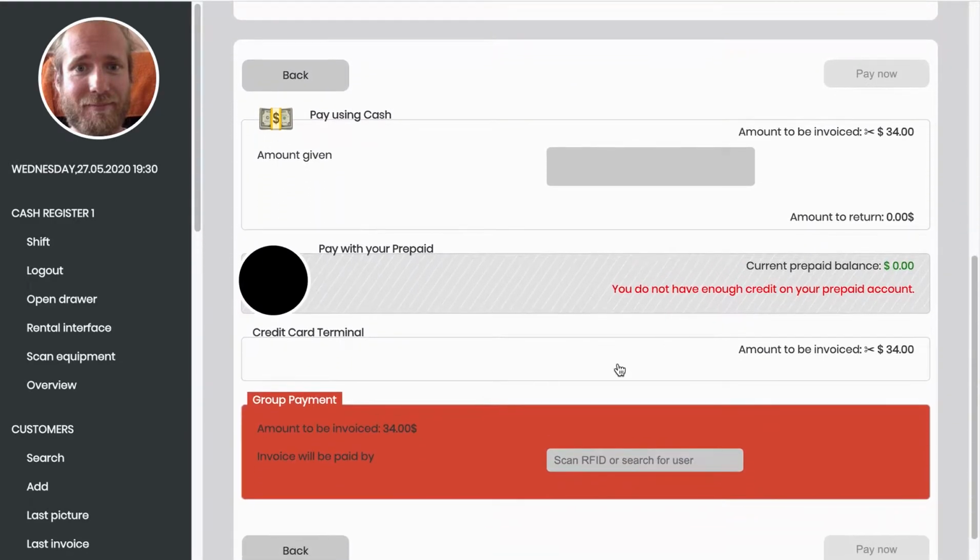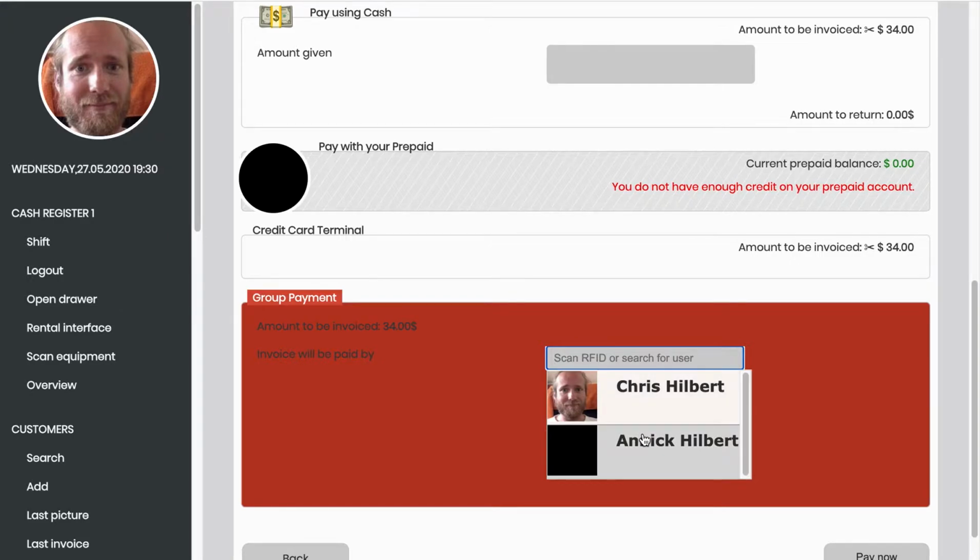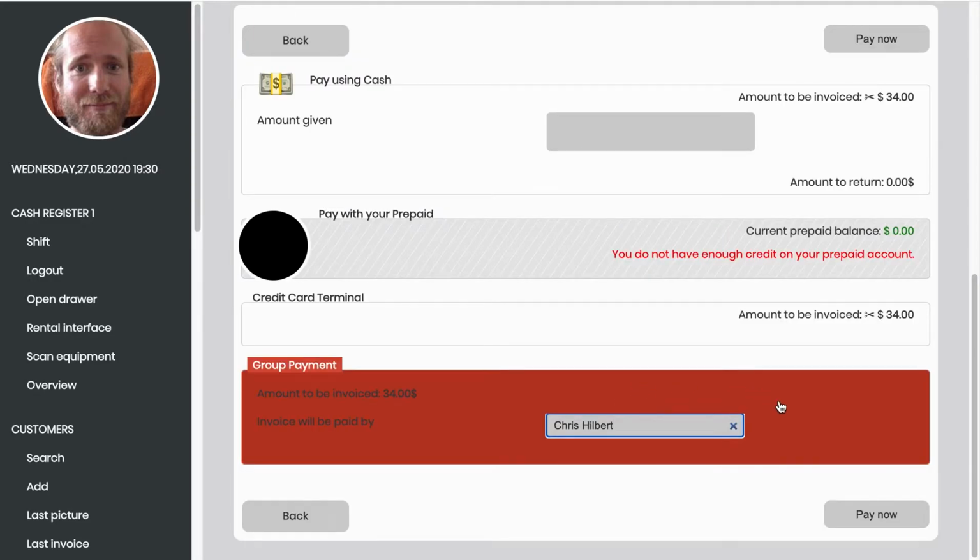So down here you now have group payments. So amount to be invoiced, 34 euros. Invoice will be paid by whom. So in case where it's a family member, when you click in here, it will actually show the different family members in this list. You can select, in this case, the father, Chris. You could also scan the wristband of the person who should then pay.